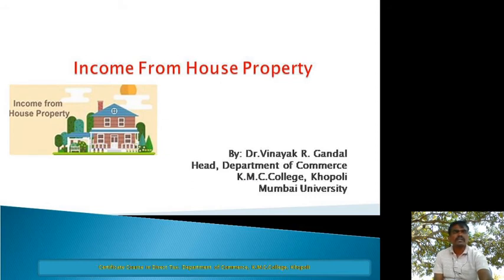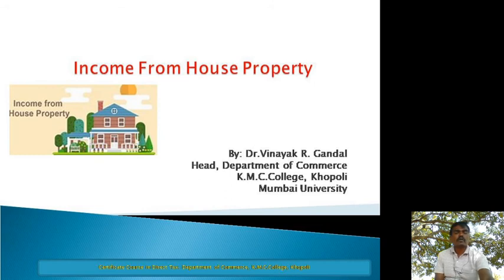section 24. For example, if a person has a loan from a bank and has paid interest of rupees 2 lakhs 10,000 during the year, and the property is self-occupied, then the maximum deduction is 2 lakhs, so only rupees 2 lakhs is allowable as a deduction under section 24. If the property is let out, there is no statutory limit for interest on borrowed capital. Whatever interest is there is allowable as a deduction.